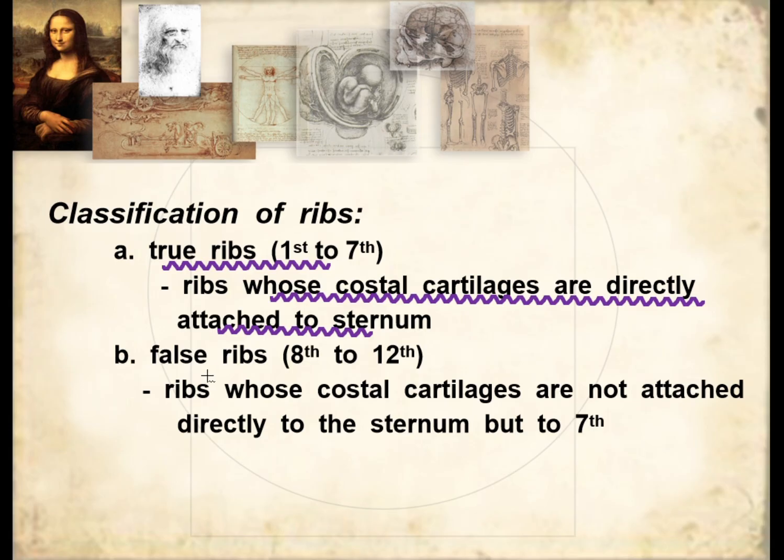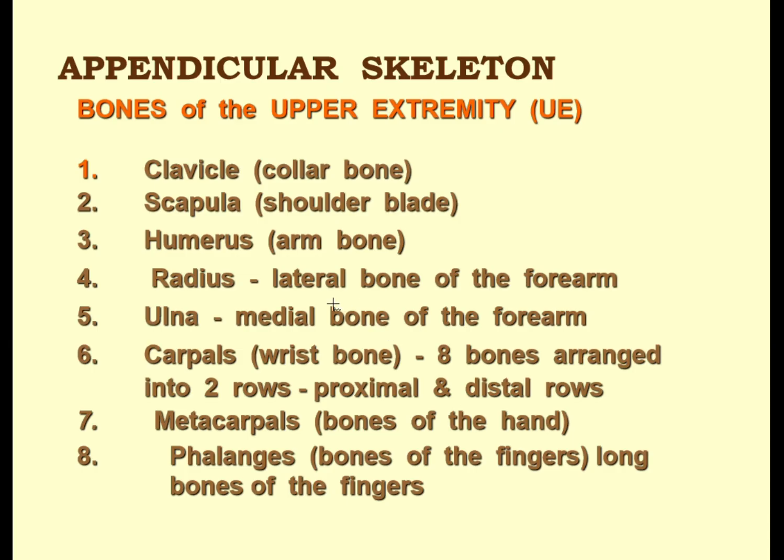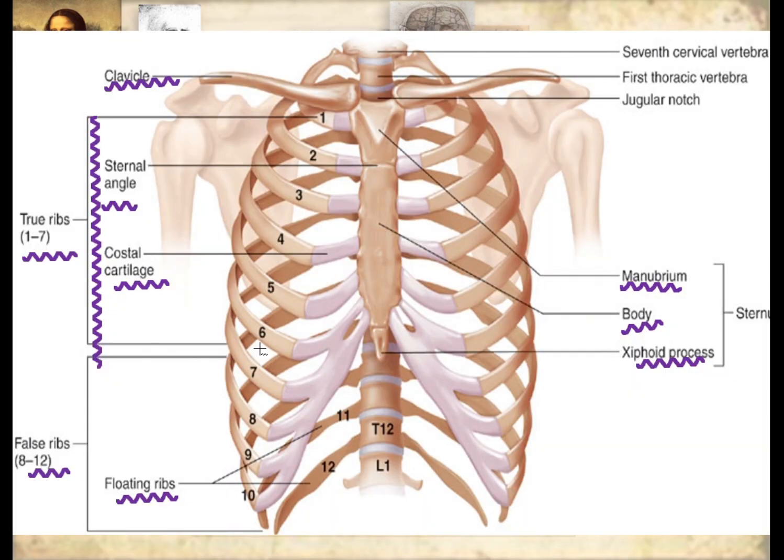False ribs are 8 to 12, that is 4 pairs. So the false ribs, whose costal cartilage is not attached directly to the sternum, are known as the false ribs, right? And next you can see the floating ribs. Floating ribs are 11 and 12, 2 pairs, right?